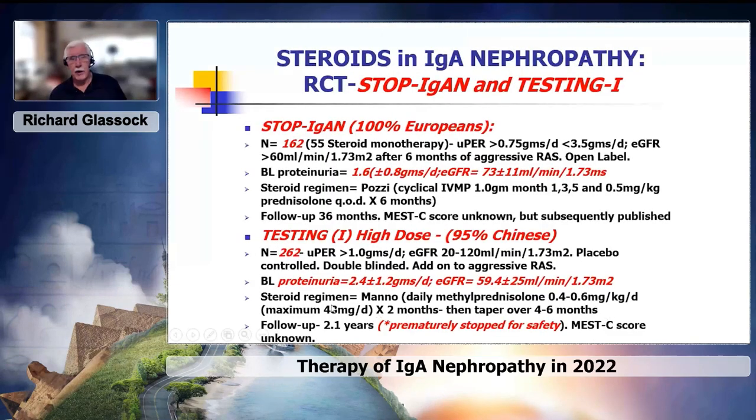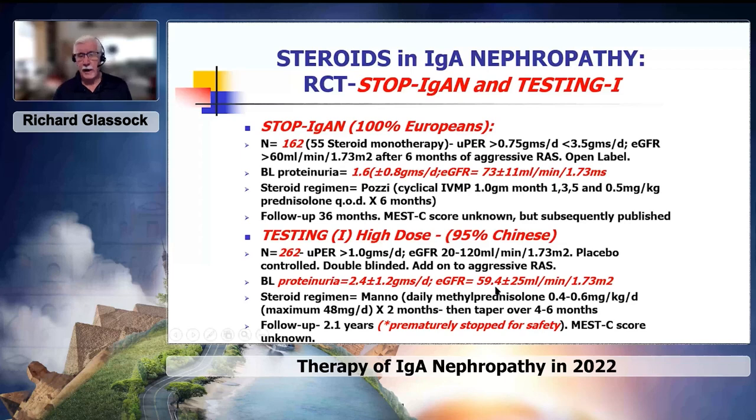2 trials were conducted in the last several years that require careful attention. The STOP IgN trial, conducted solely in Europeans, and the TESTING high-dose trial, conducted almost exclusively in Chinese. 162 patients were in the STOP IgN. The TESTING high dose was much larger. There were big differences in the amount of proteinuria at baseline, averaging 1.6 grams per day in the STOP IgN, 2.4 grams a day in the TESTING trial.